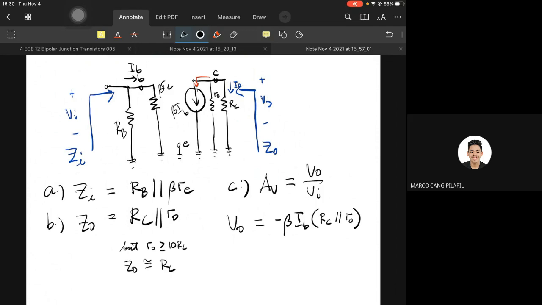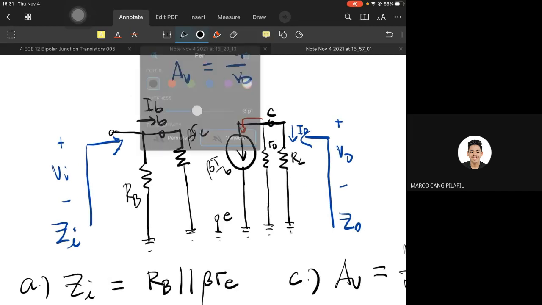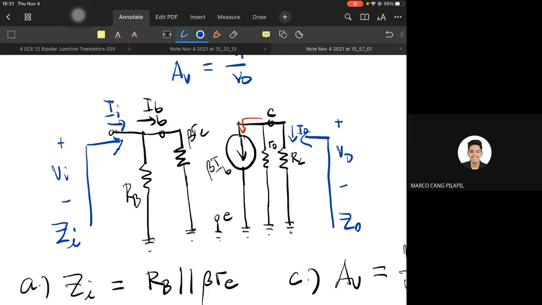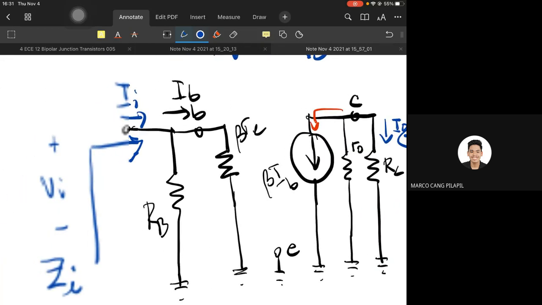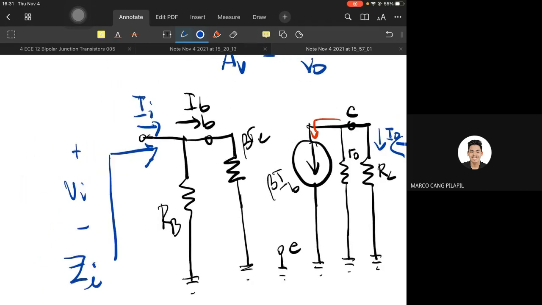Okay. Supposed to be, timing lang dire that IO is equal to beta IB. But here, supposed to be VI is equal to ZI times II, the input current. Pero wala akong makuha nga kuan for II. So we'll use another expression for VI.